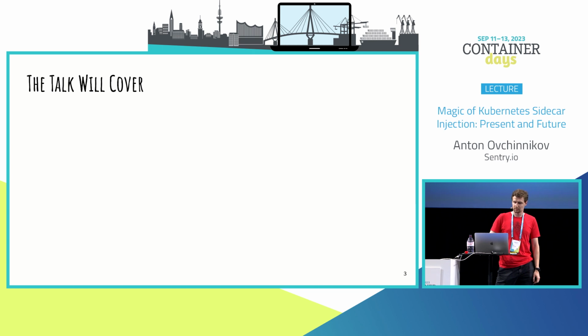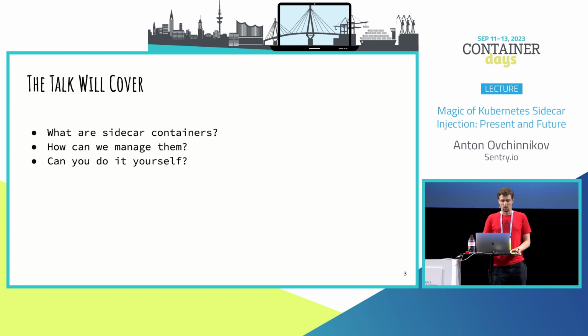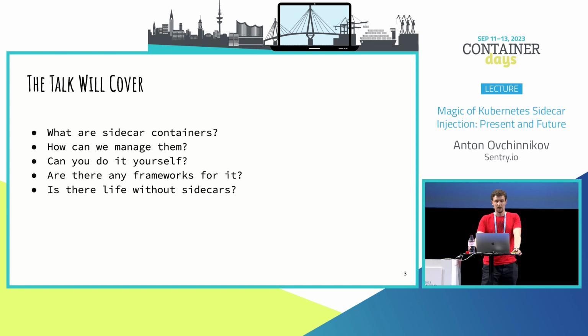So what are we going to cover today? We'll start with a discussion of what sidecar containers actually are. How can we manage them, manually, automatically? We'll see how easy or difficult it is to do it yourself, and whether there are any tooling like frameworks or libraries that we can use. And also, we'll take a look at the future. Basically, are there any solutions or approaches already that can transport us to the sidecar-less world, maybe? We'll see.